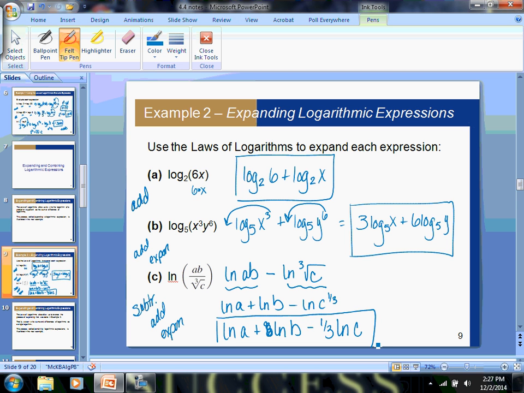So if you were able to see and identify all those areas where you can expand a logarithmic expression in part C, then you should be pretty confident with these concepts.